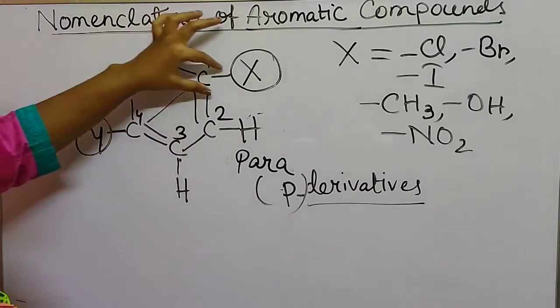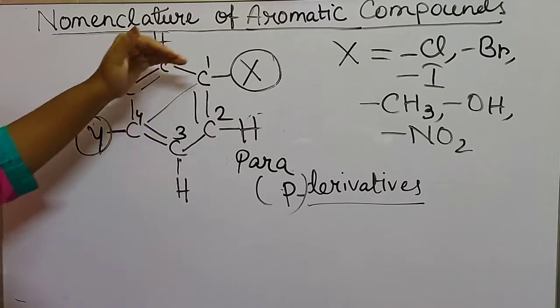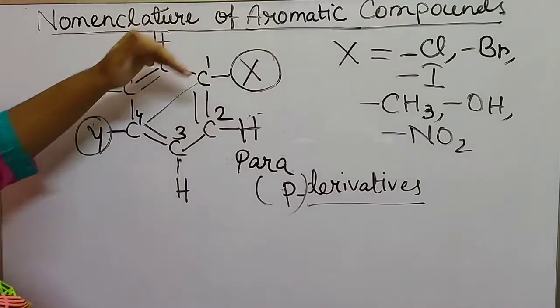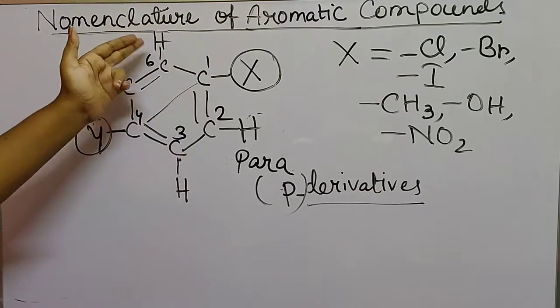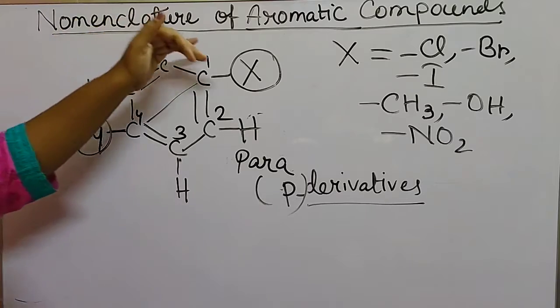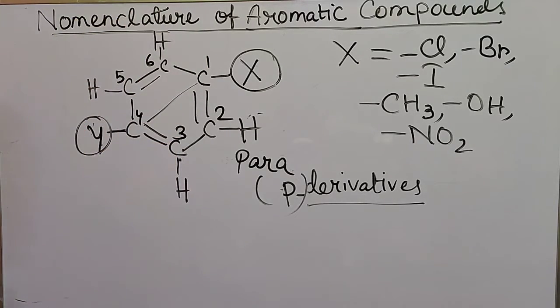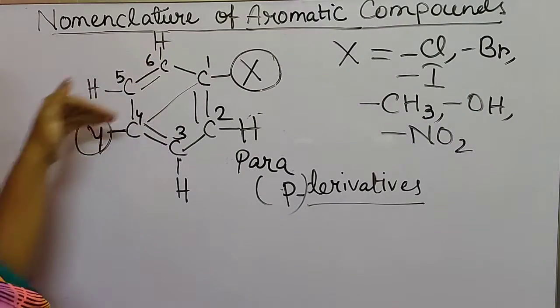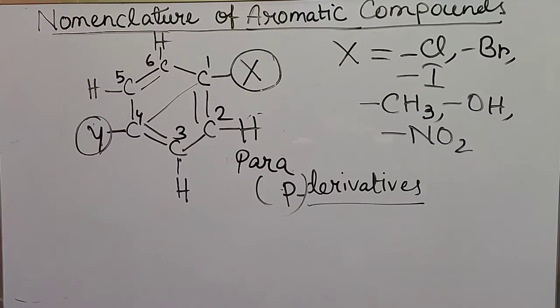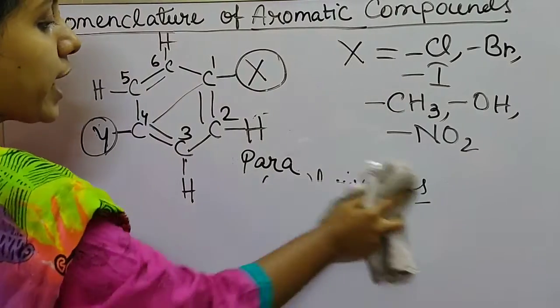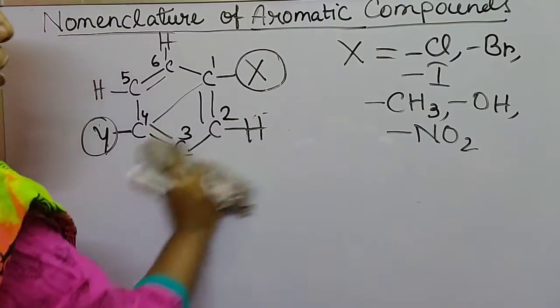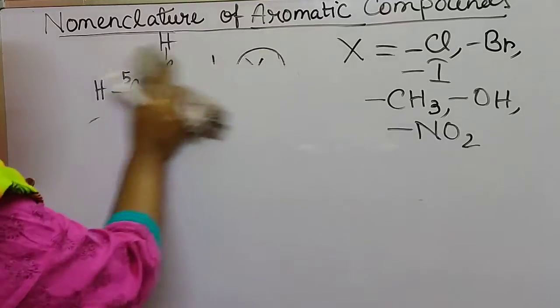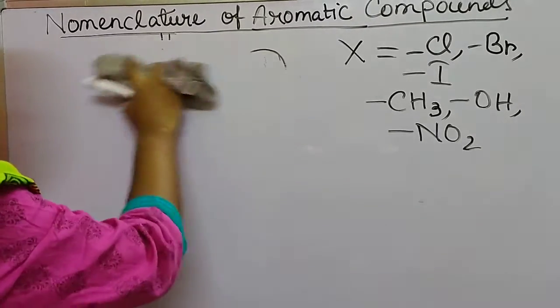When the two substituents are just one carbon away or at alternate positions, just like 1 and 3, 2 and 6, 6 and 4, so these are called meta derivatives. And when the two substituents are added in diagonally opposite carbons, so these are called para derivatives. So in disubstituted derivatives, we are getting three types: ortho, meta and para. But in monosubstituted, only one type is there.